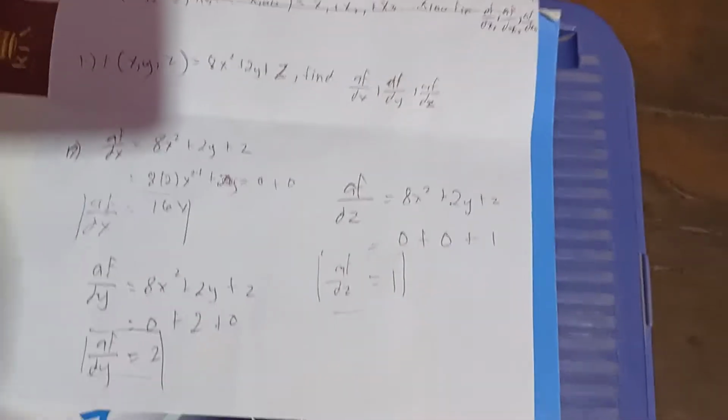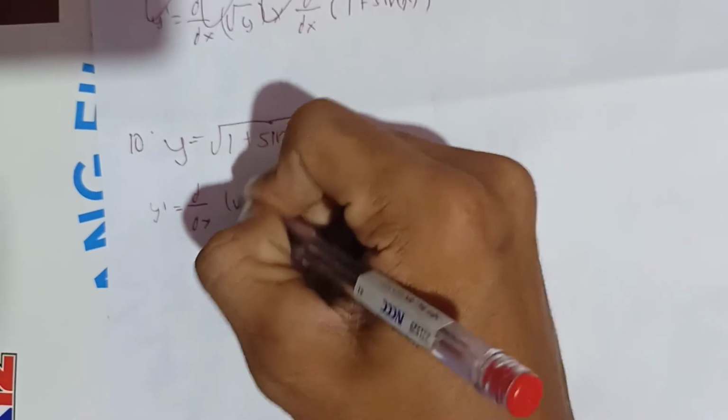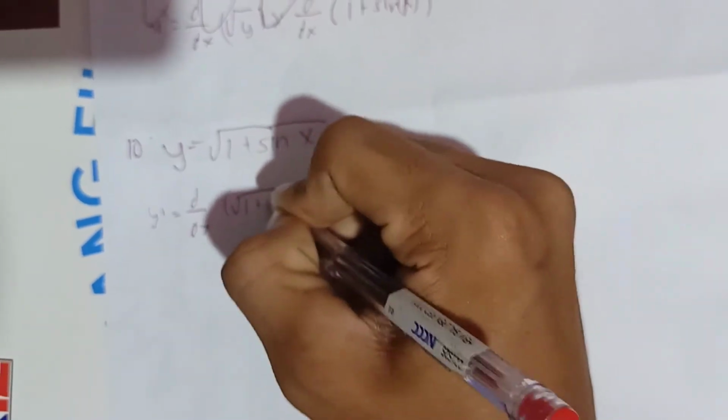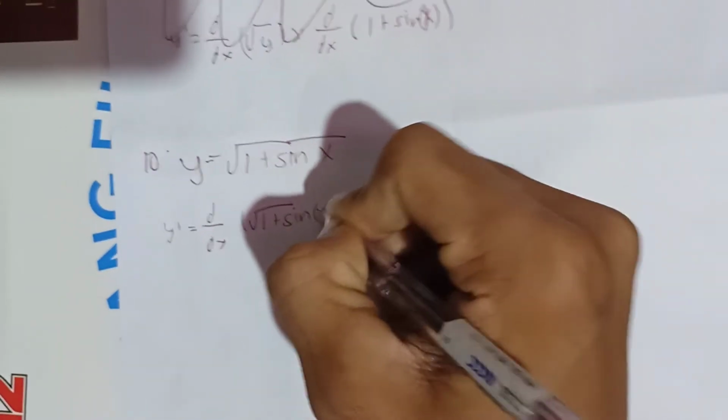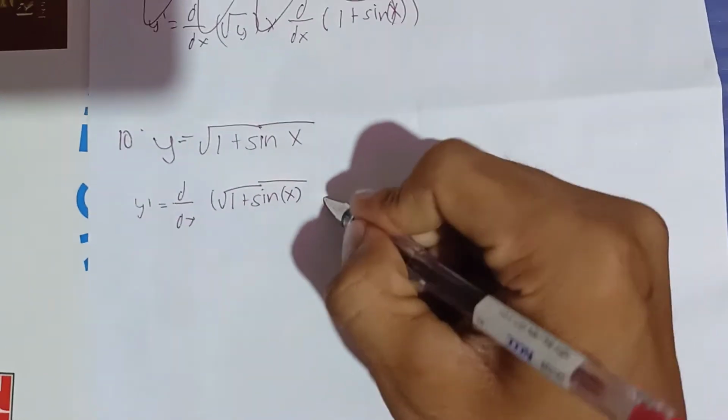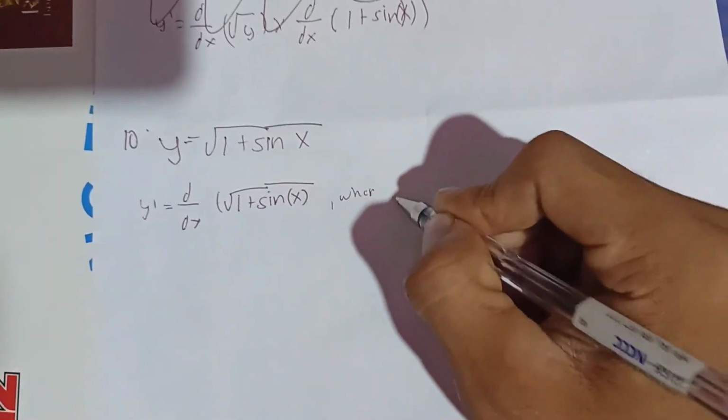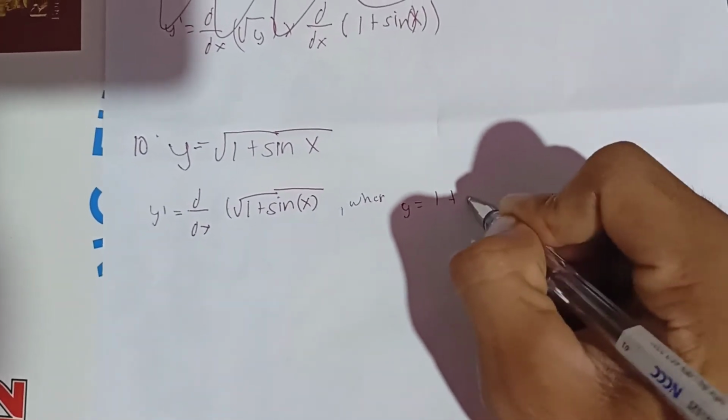Now let's go to number 10. Let's solve number 10, which is y equals the square root of 1 plus sine x. Now we'll use the chain rule, which is y prime equals d/dx of the square root of u, where u equals 1 plus sine x.